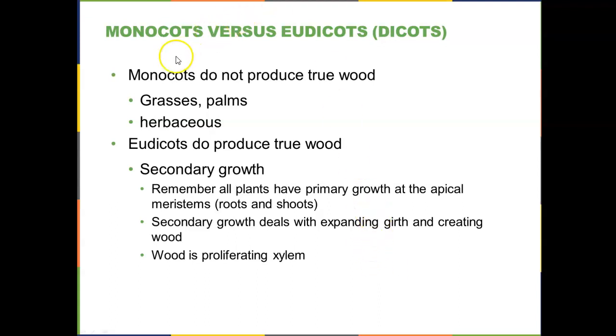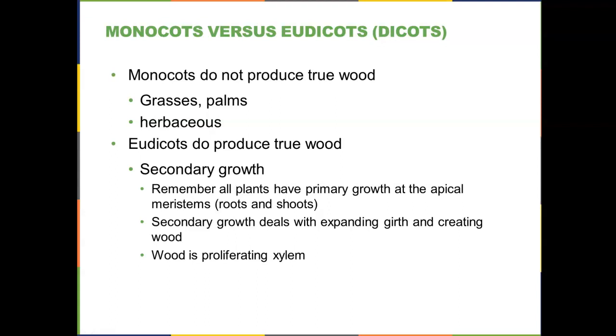So a little bit about those monocots and dicots. What are they? Well, the monocots, for one, don't produce true wood. The reason we say true wood is because there's false wood, and false wood would be the hard stuff that bamboo plants produce, or the tough stems, trunks of, say, a palm tree. A palm tree is a monocot.